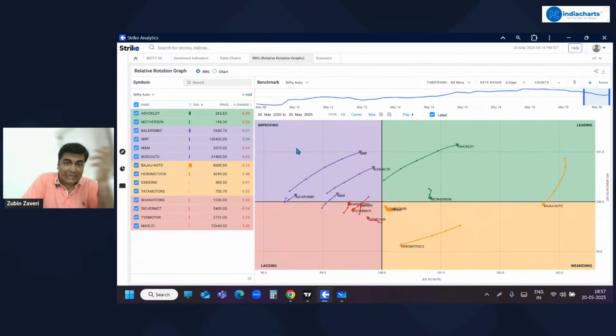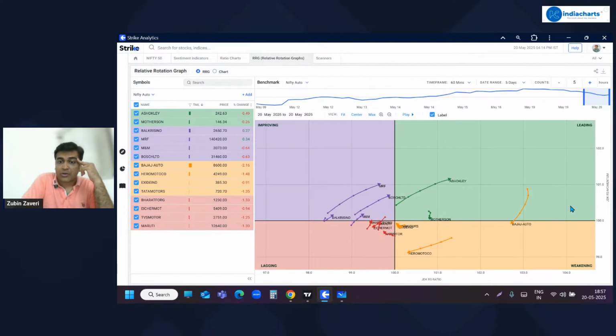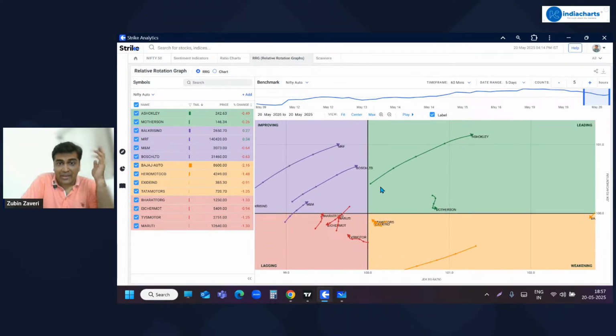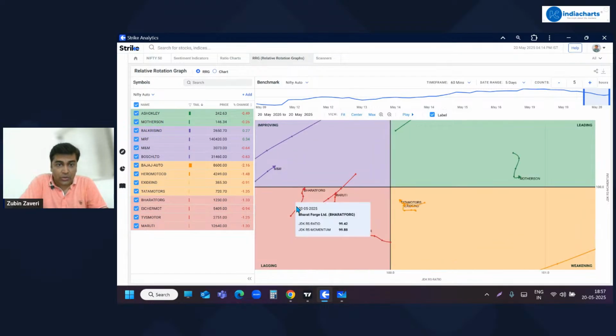Okay. So currently, if we want to focus on all the auto sector stocks, Ashok Leyland is an outperformer, and it is one of the best auto stocks available at the moment. Then we need to check MRF and Bosch. If you want to buy a stock worth lakhs of rupees, you can also look at MRF if it enters into the leading quadrant. Bharat Forge over here is trying to move as well. So you need to check which sector or which stock is changing quadrant, and accordingly you can plan your trade.